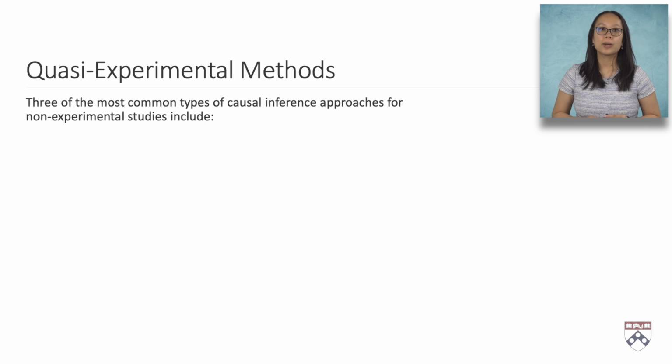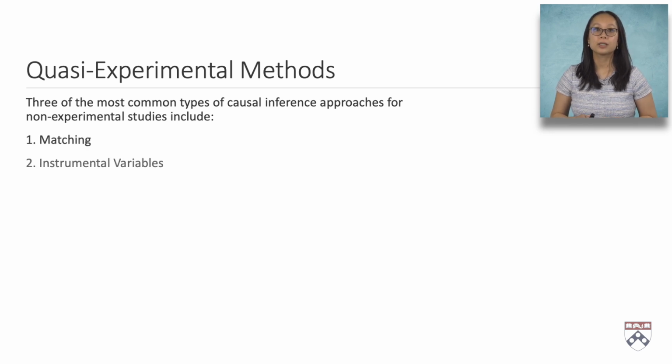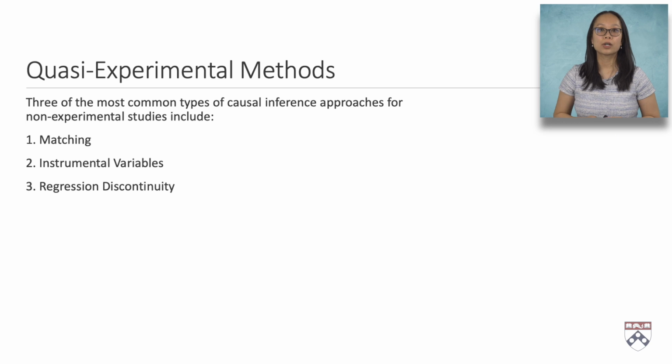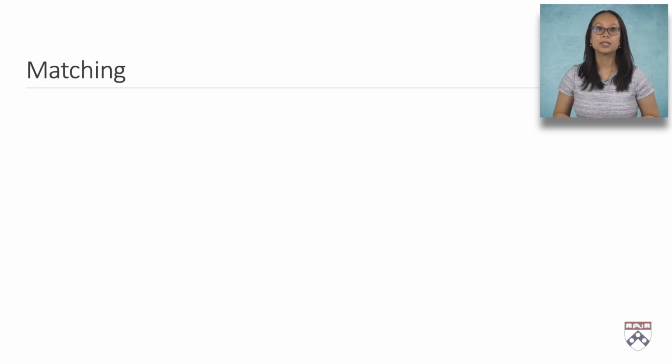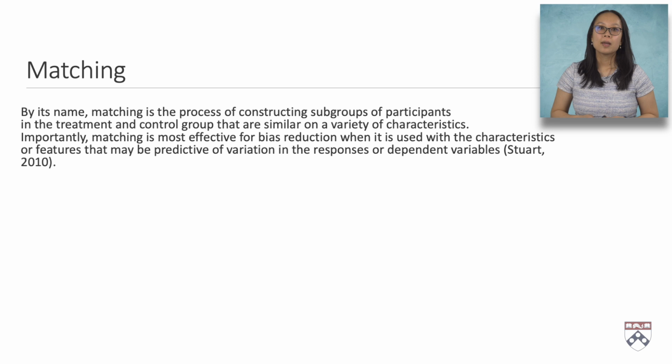So here I want to talk about three of the most common types of causal inference approaches for non-experimental studies. And these include matching, instrumental variables, and regression discontinuity. So let's start with matching. By its name, matching is the process of constructing subgroups of participants in the treatment and control group that are similar on a variety of characteristics. Importantly, matching is most effective for bias reduction when it is used with the characteristics or features that may be predictive of variation in the responses or dependent variables.